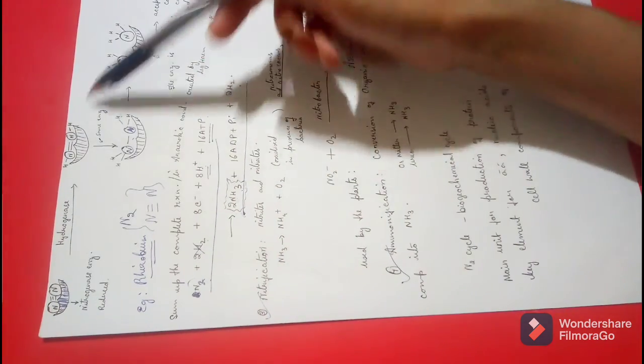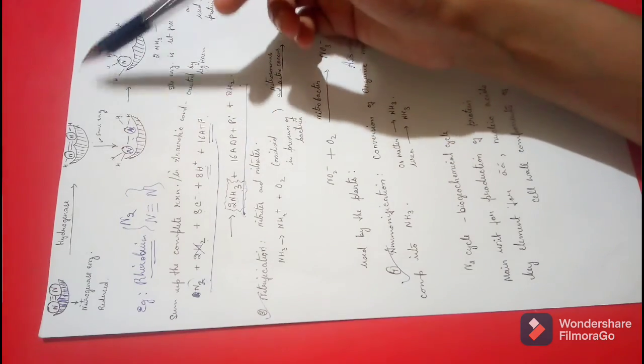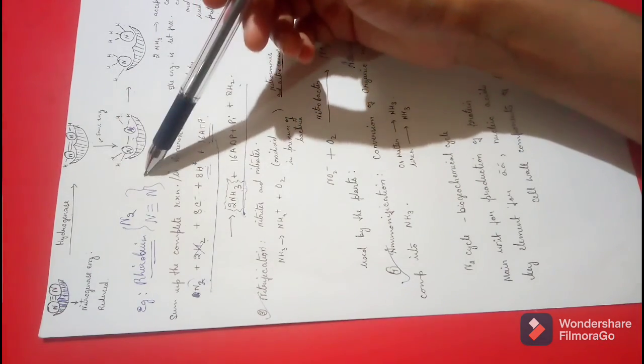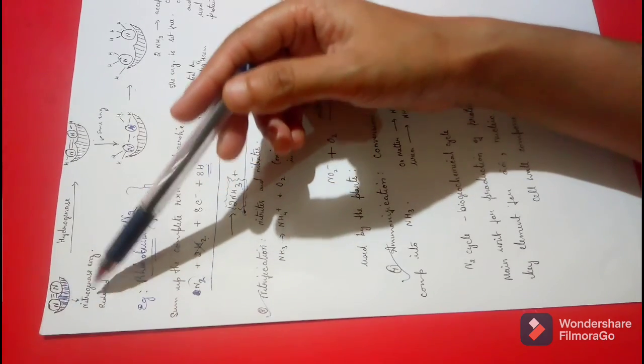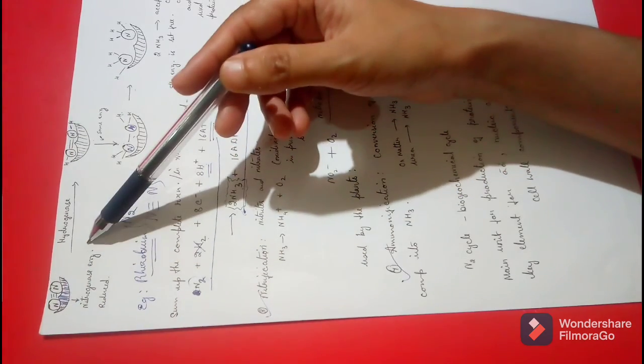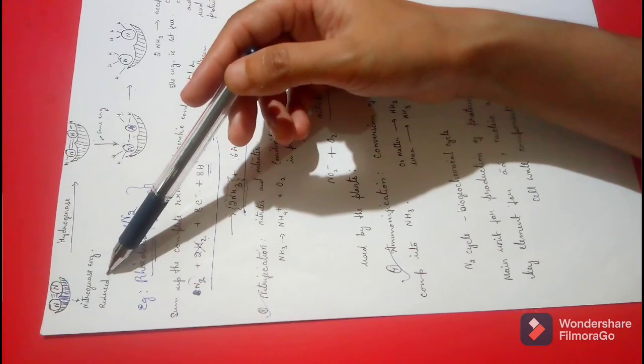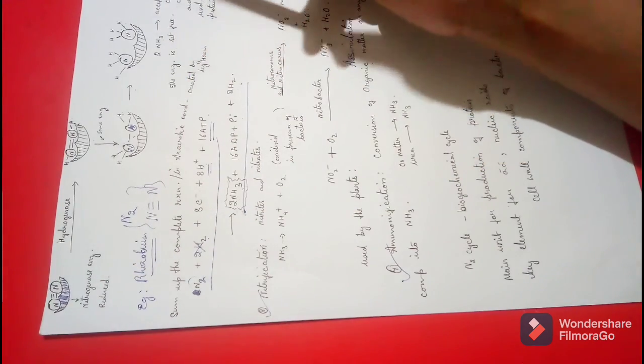So this is all about the first step in the nitrogen cycle, that is nitrogen fixation, where we see that due to the presence of the nitrogenase enzyme, the nitrogen gets converted into ammonia.